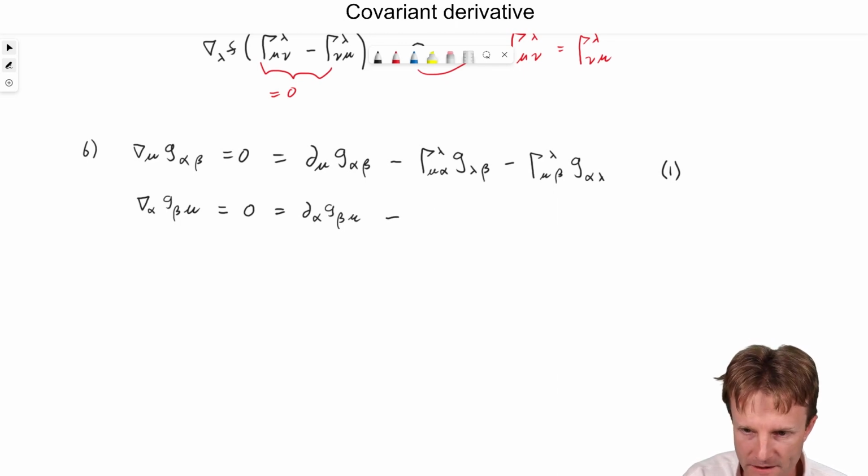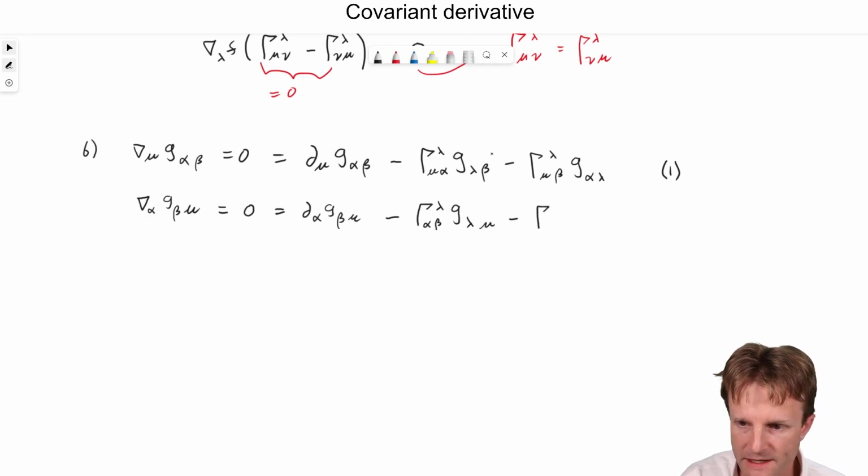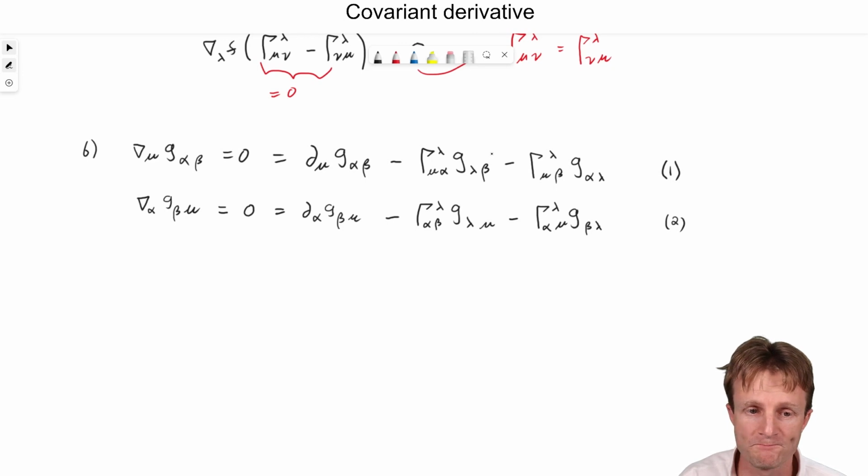And then over here, the lambdas stay the same. Beta swaps to mu, alpha swaps to beta, and mu swaps to alpha. And similarly on this last term, the lambdas are the same. Alpha goes to beta, beta goes to mu, mu goes to alpha. And we'll call that equation 2.